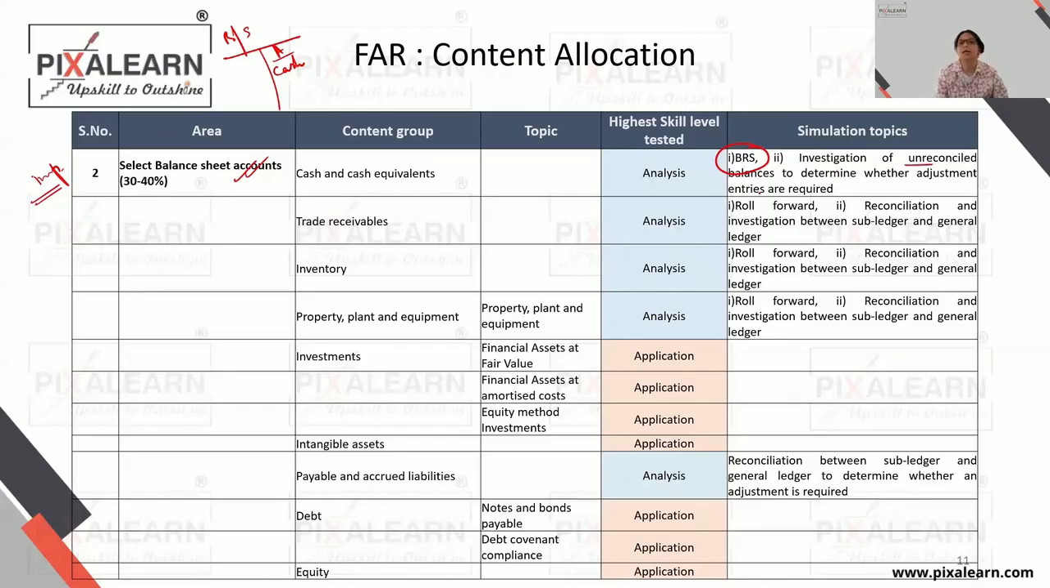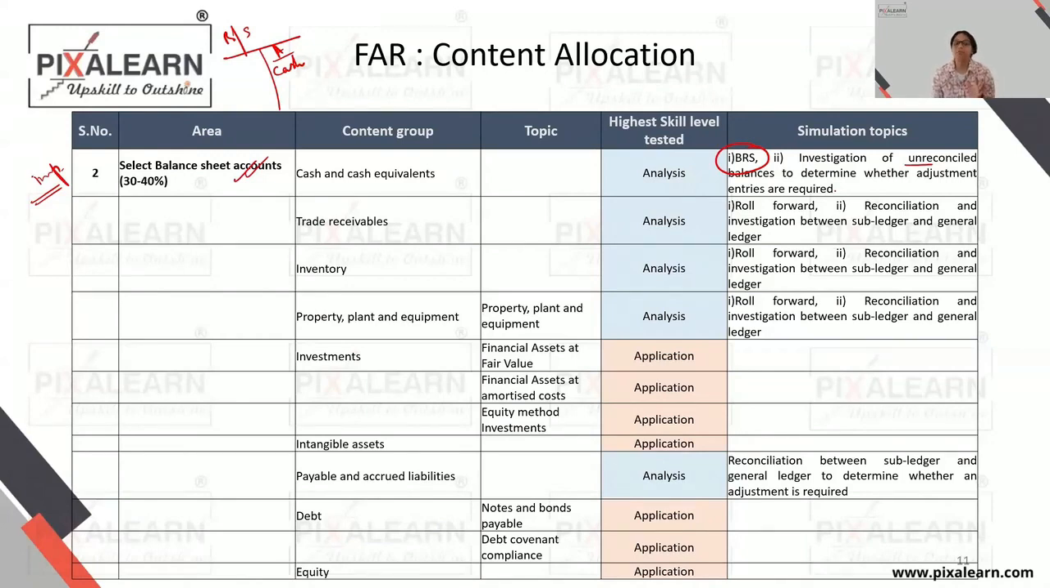Investigation of unreconciled balances to determine whether adjustment entries are required. In other words, very simply put, we will have bank account as per your books, and the bank balance that the bank will communicate to you via the bank statement. And they can give you two kinds of questions. They can ask you to construct the BRS, which is a bank reconciliation statement, or they can give you a wrong BRS with the extract of the P&L and extract of the journal entries. And now they will ask you to figure out where they have made a mistake. And now understand that these mistakes you cannot go and rub because the entries have already been passed in the system. They will ask you to pass the adjustment entries to correct those mistakes.